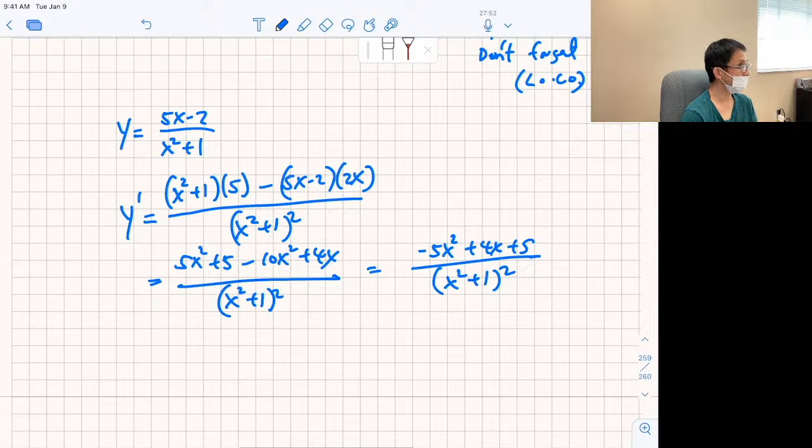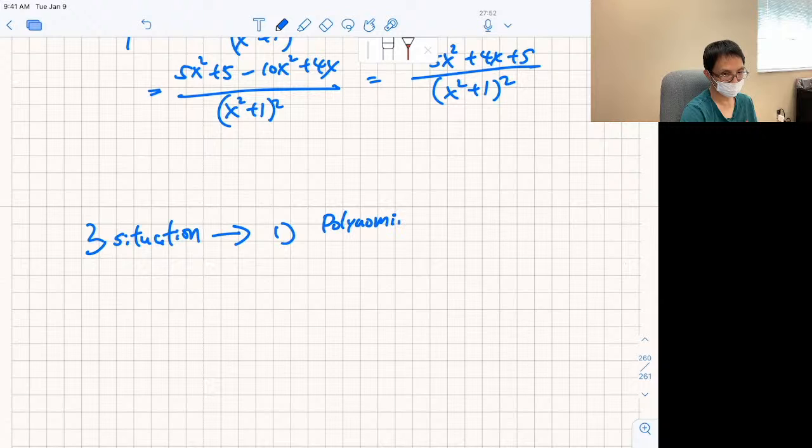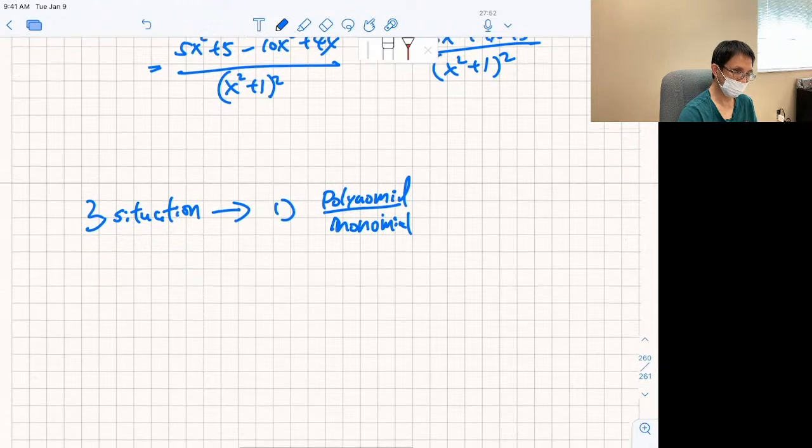Okay. I'm going to talk about 3 situations where you want to avoid the quotient rule. The first situation is a polynomial over a monomial. Why? Because poly over mono.